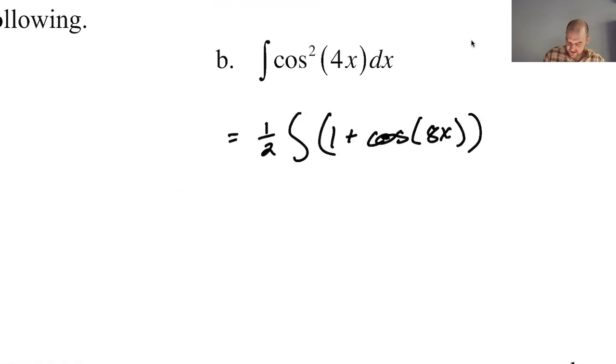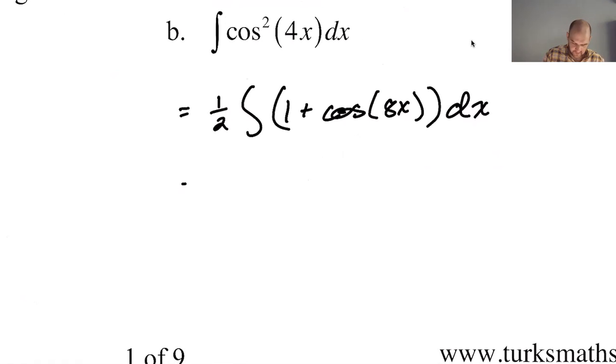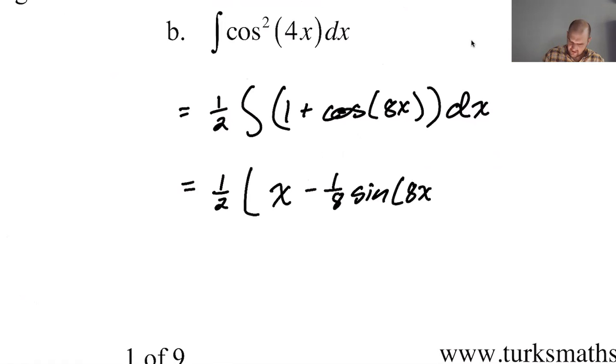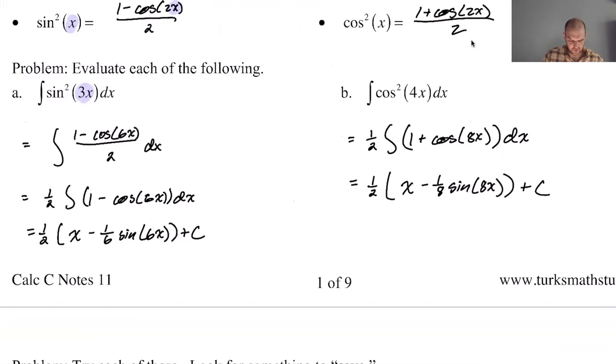So I wouldn't want to change this into sine squared because it's the same problem, right? If I didn't know how to do the cosine squared thing, then I don't know how to do the sine squared thing. So that's usually your hint, power reduce. So 1/2 x minus 1/8 sine of 8x. For whatever reason, I feel like this particular form comes up more often. I feel like you integrate cosine squared more than you integrate sine squared.